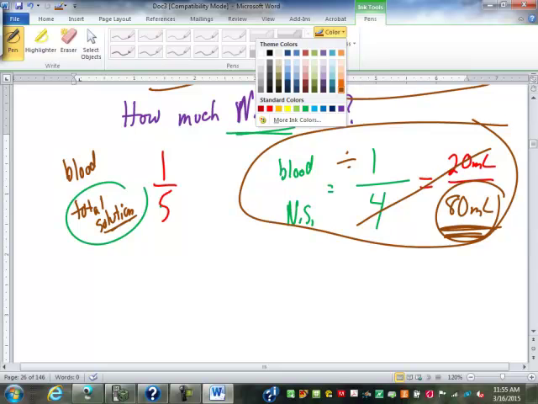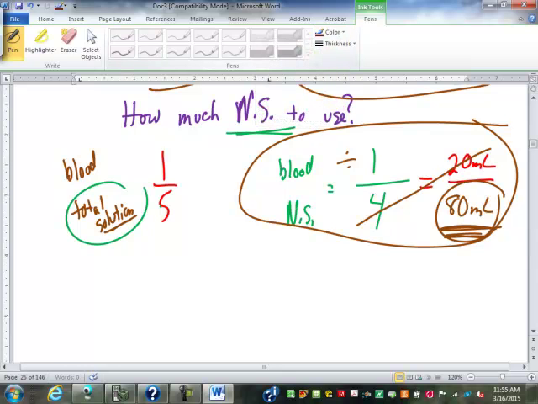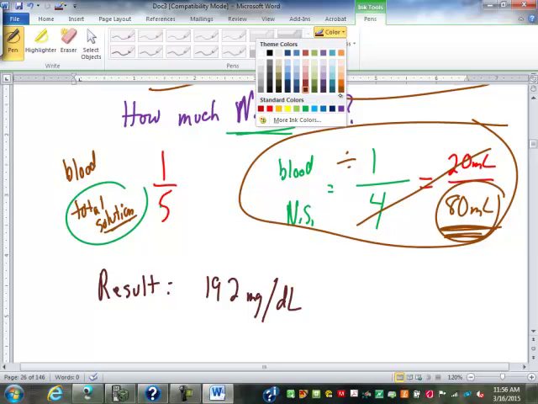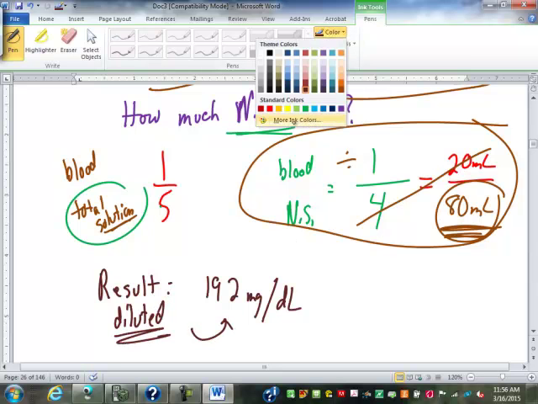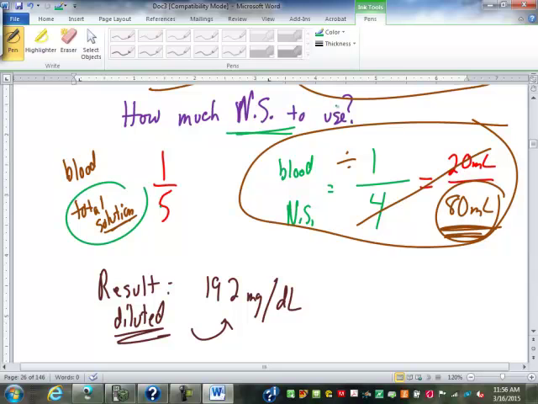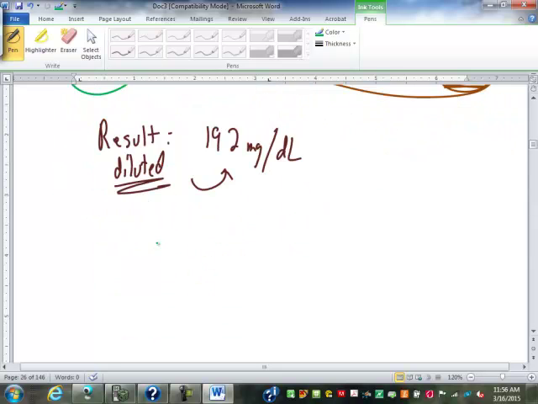And again, assuming we did this correctly and the saline adds nothing to the results of the test, we can take, let's say the result is 120 or 192 milligrams per deciliter. Well, that's the diluted blood. We know that the actual reading is going to be considerably higher than that. So the actual reading, we go back to that 1 in 5 dilution.